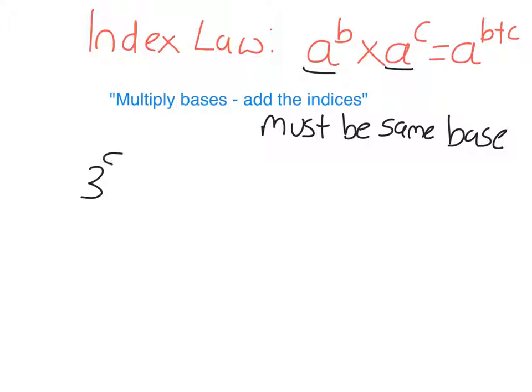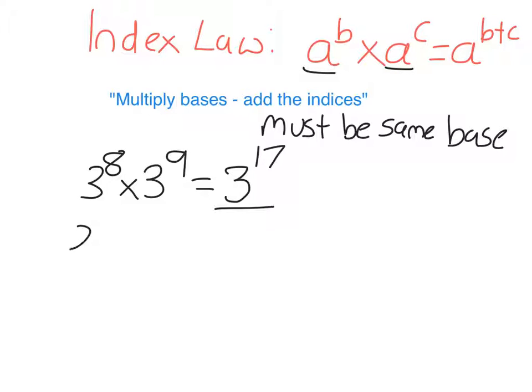So let's say I have 3 to the power of 8 times 3 to the power of 9. In index form, that is 3 to the power of 8 plus 9, which is 17. So that is index form. If the question said simplify in index form, you give it as something to the power of something. If I have 2 to the power of 11 times 2 to the power of 20, that equals 2 to the power of 31, because I just add 11 and 20 together.